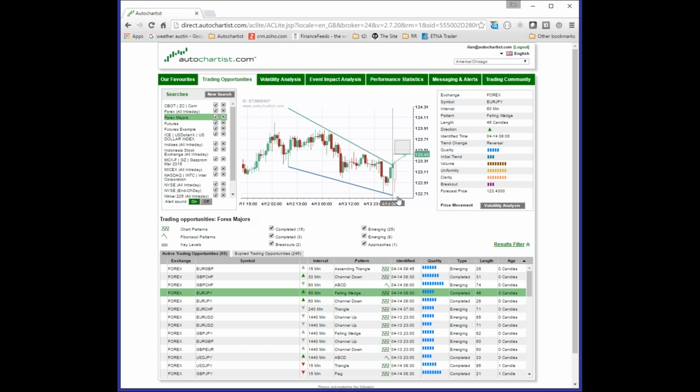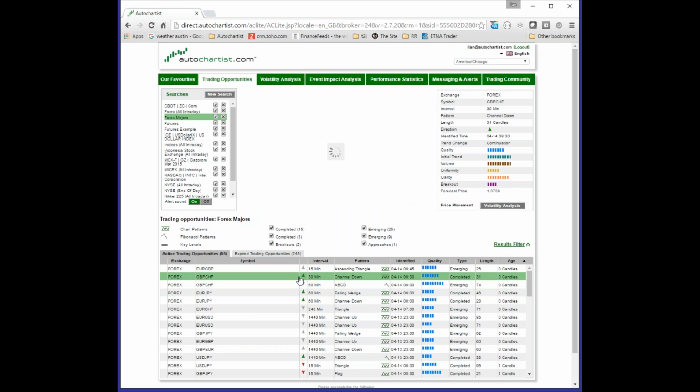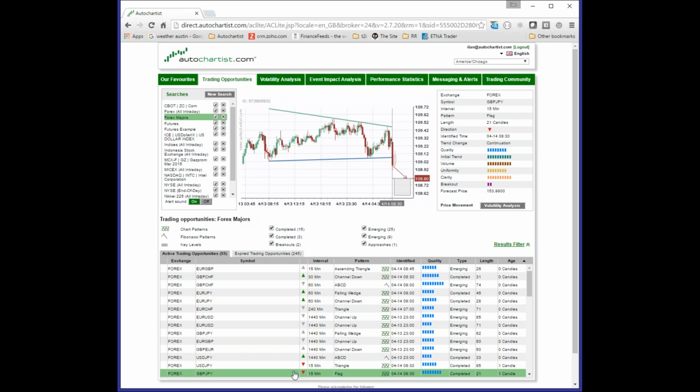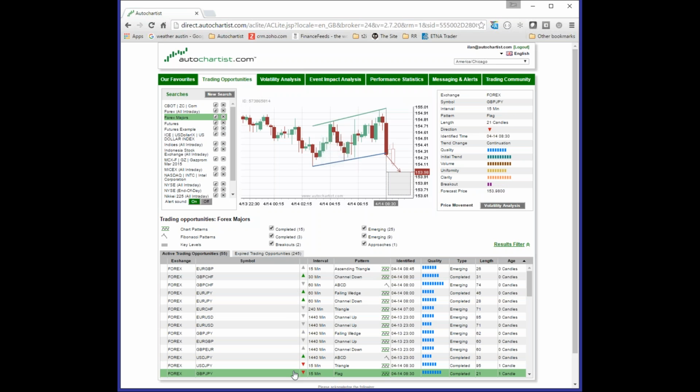So as you notice over here, these completed patterns are the ones that have gone through their support or resistance level. These chart patterns over here that are completed, they are these green arrows, green and red arrows. All right, solid green, solid red arrows. Okay, those are the ones for which we provide a forecast.